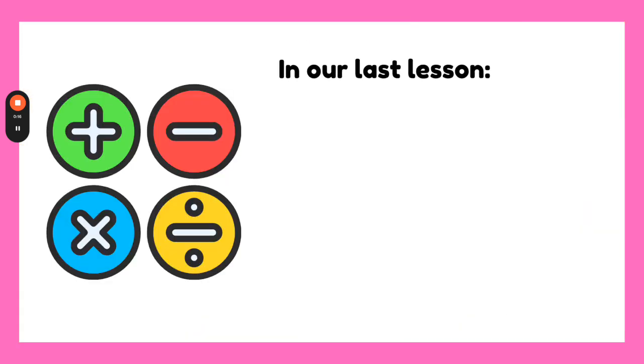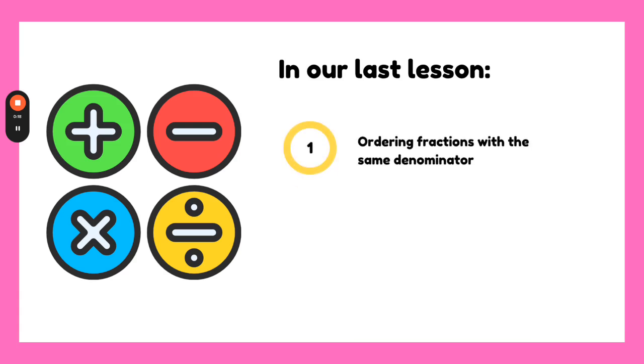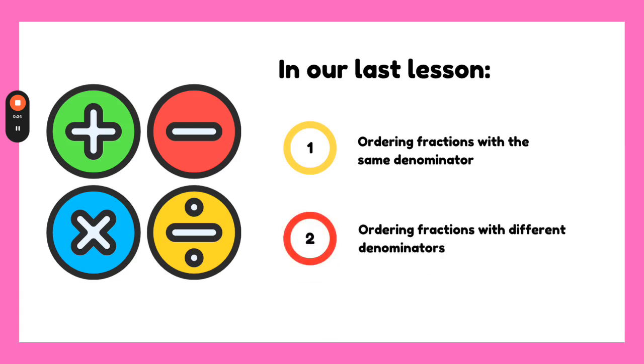So in the last lesson we looked at ordering fractions with the same denominator and ordering fractions with different denominators. Essentially, ordering fractions with the same denominator means, let's say I give you a list of 4 fractions with all denominators of 5, for example. All you would need to do is to look at the numerator of each of the fractions and order them in ascending order from smallest to largest. That was how we would order fractions with the same denominator.